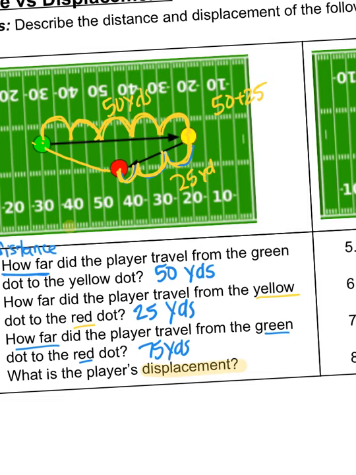So let's count. Here's our green dot. Let's count. 10, 20, 30. Check again. No, 25. It's halfway in between 50 and 40, so let's do it again. 10, 20, 25. 25.